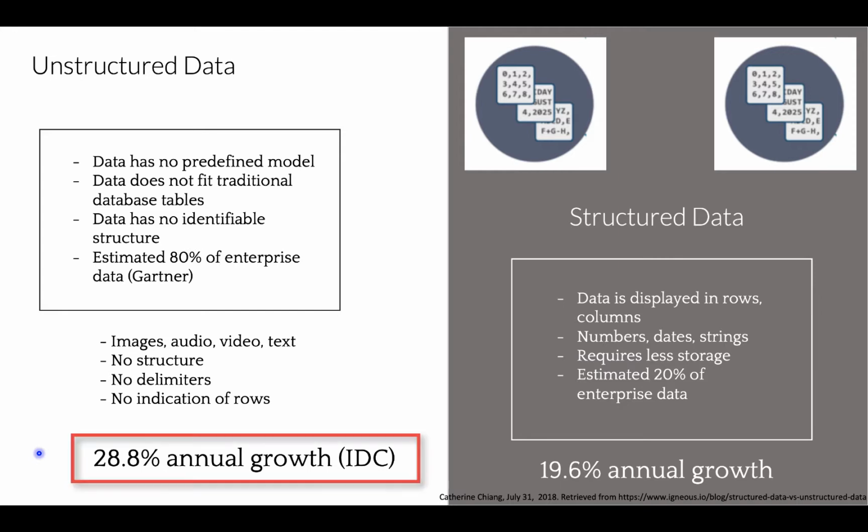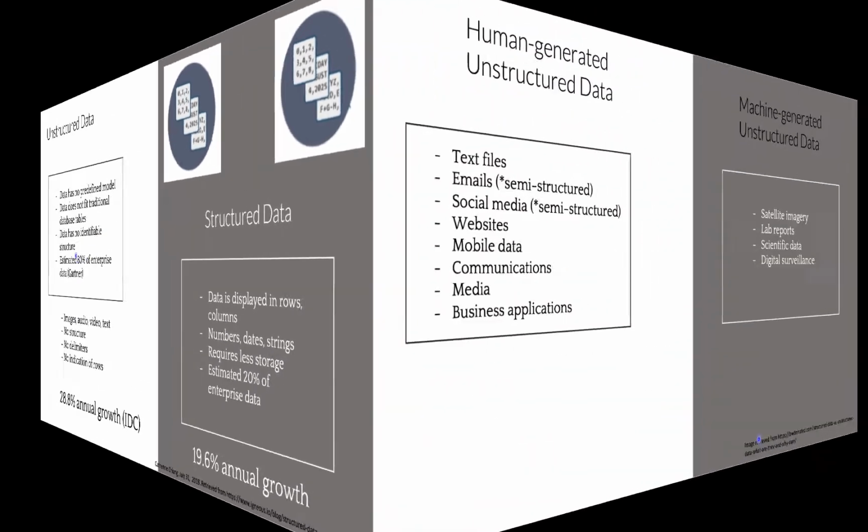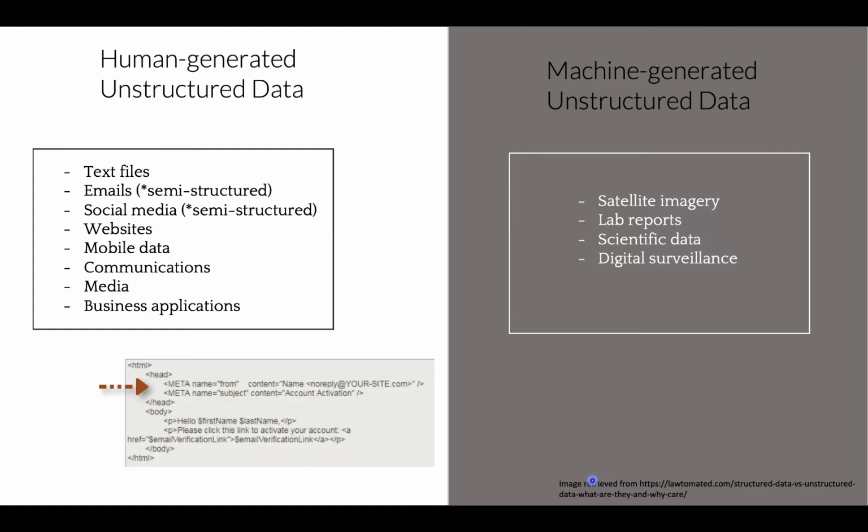And according to IDC, unstructured data grows at 28.8% annually, as compared to structured data with its 19.6% annual growth. Typical human-generated unstructured data includes text files and emails, which are largely text but have some internal structure, and it's the reason why we sometimes call it semi-structured, as you remember seeing tags such as to, from, subject in emails.